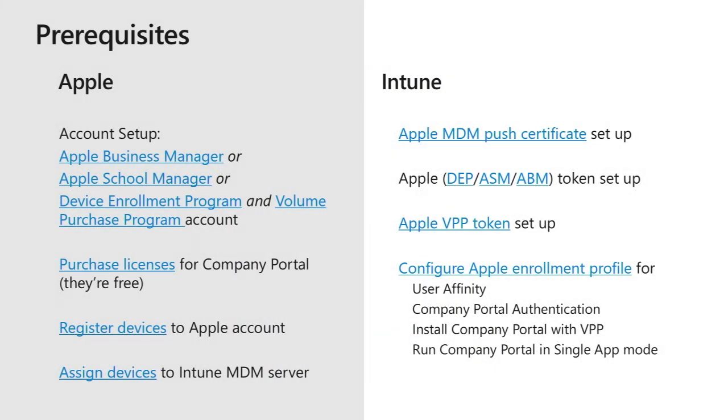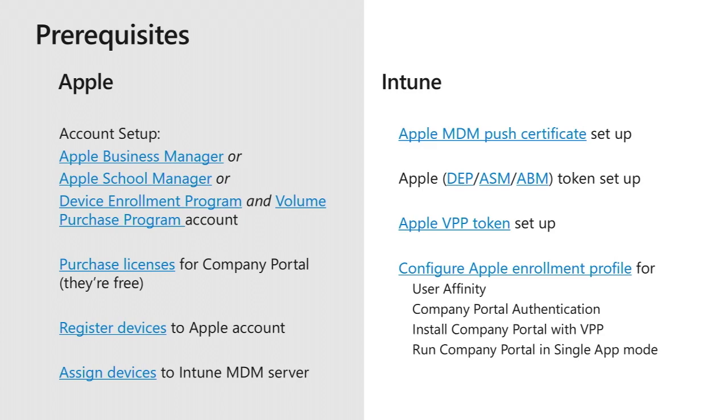So to set up this flow, you'll have to do some prerequisites. Those mostly fall into the 2 buckets of the Apple side of things, where you'll need to set up an ABM or DEP and VPP account, and then the Intune side of things, where you'll want to configure that Apple enrollment profile. And the key things here is you'll want to use user affinity so we can connect the user to their device. You'll want to do company portal authentication, so you're not authenticating through that setup assistant flow.